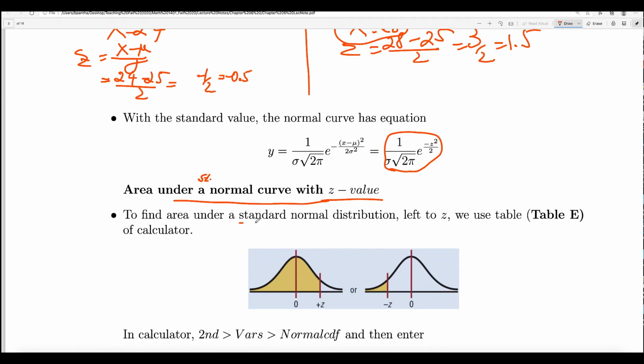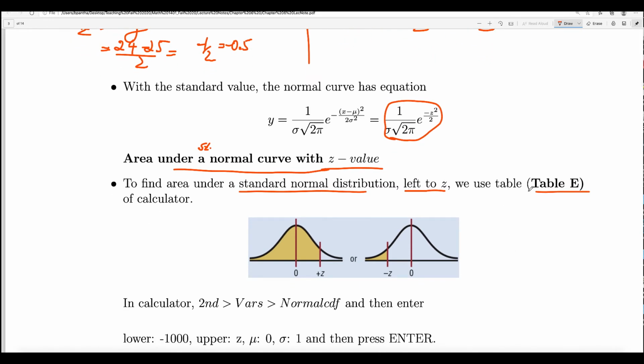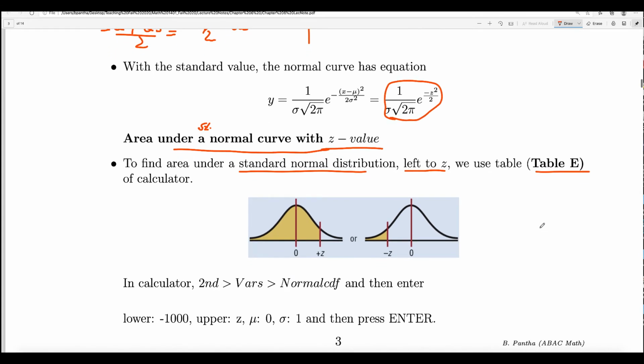To find the area under the standard normal distribution left of g, we use table E. If you go to the book and look at table E, it will tell you the area under a g value. But we will be using a calculator, so you don't have to worry about table E. How do you use the calculator? You press second, then vars, and go to normal CDF. Second, vars, and normal CDF.